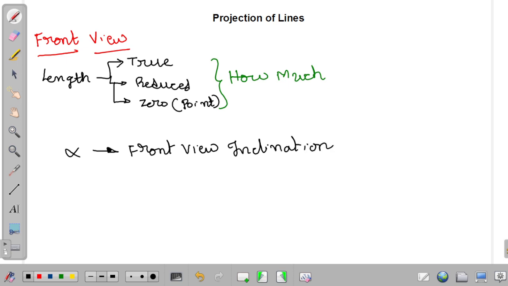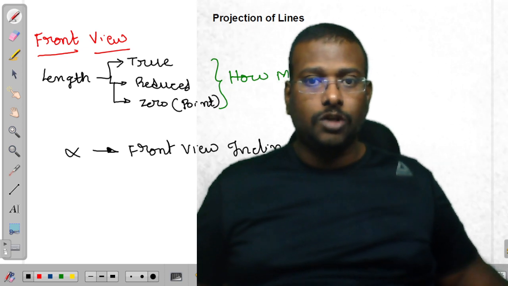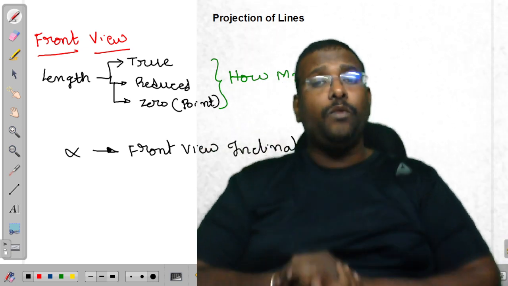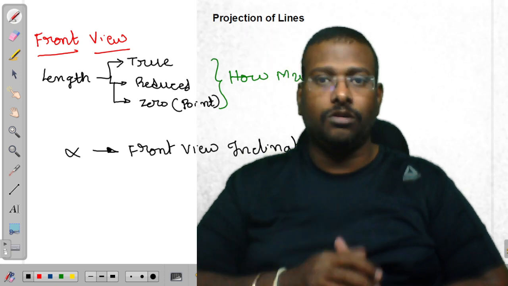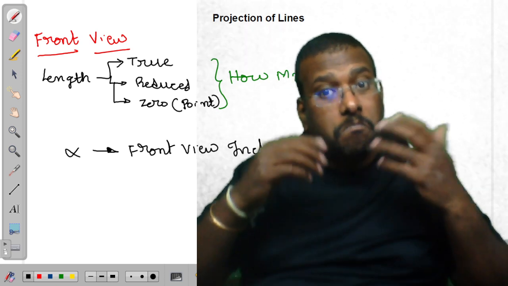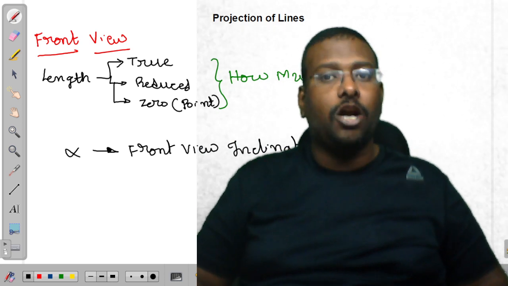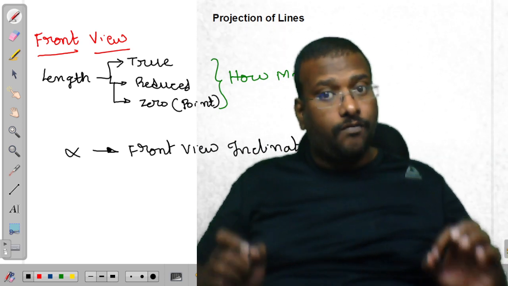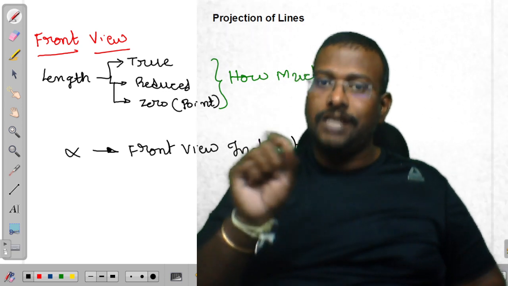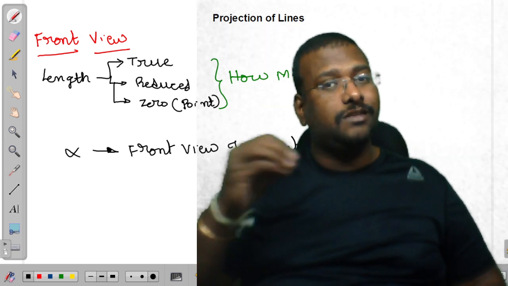Front view inclination. I hope it is clear to you now. So this alpha, how is it? Remember, sometimes it is equal to theta, and sometimes it may not be theta. Is it clear to all of you, my dear friends? So the alpha value sometimes is equal to theta, sometimes it is not equal to theta.